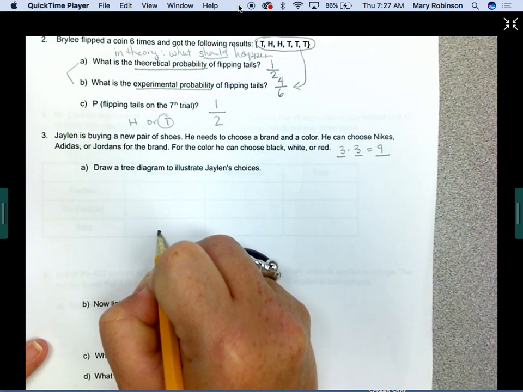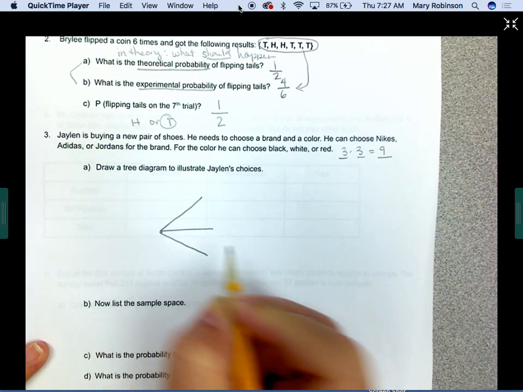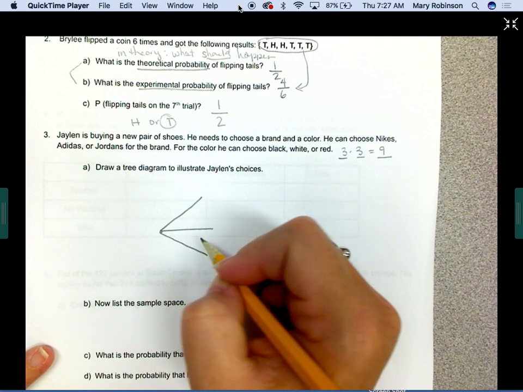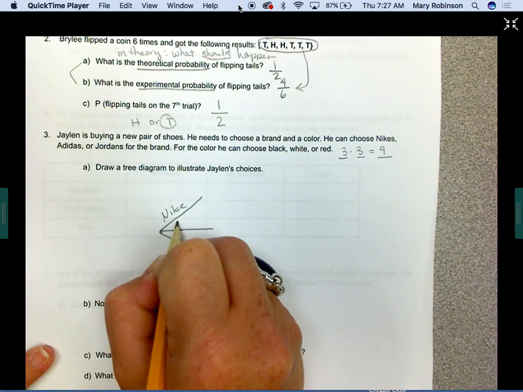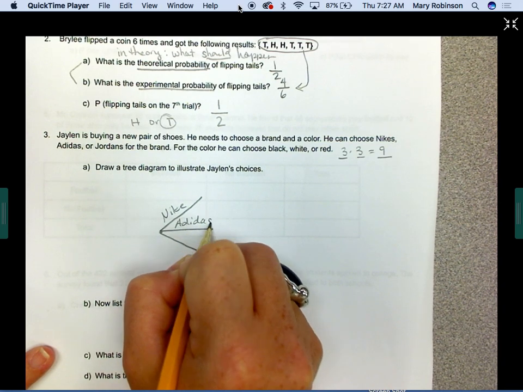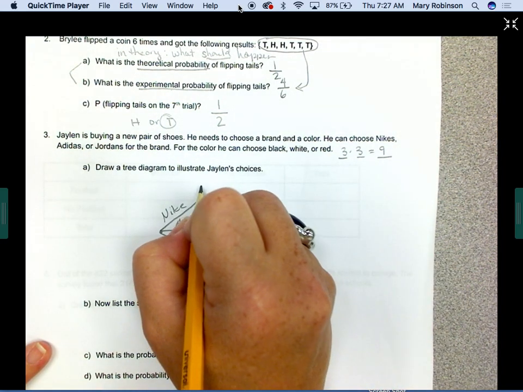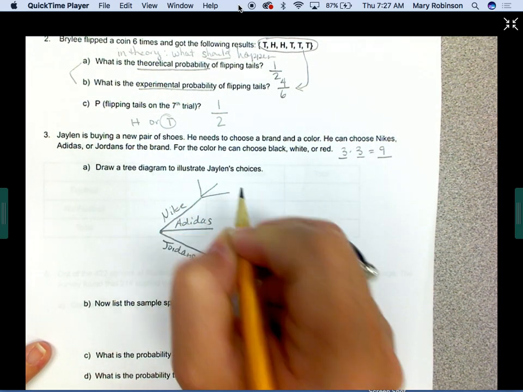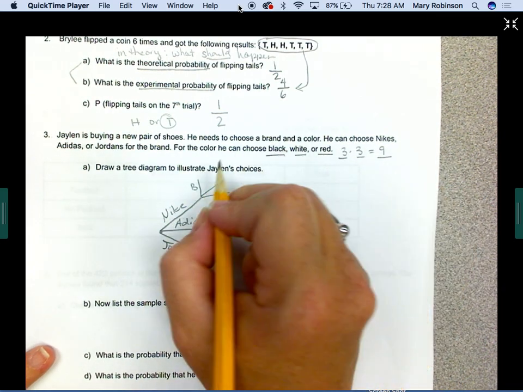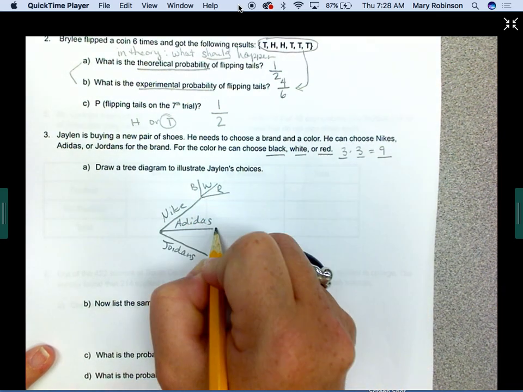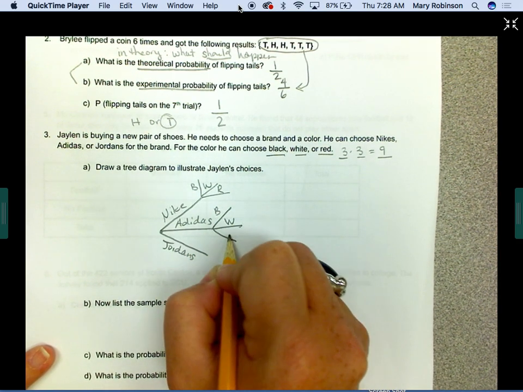Remember that for a tree diagram, we need to see 1 tree. So he has this right here, these 3 branches represent his first choice, which is what brand he's going to choose. So he can choose from Nike, Adidas, or Jordans. Once he makes that choice, he then has 3 options. He can choose black, white, or red. So I'm just going to use the first letter, B, W, R. But he could choose those in every single brand: black, white, or red.